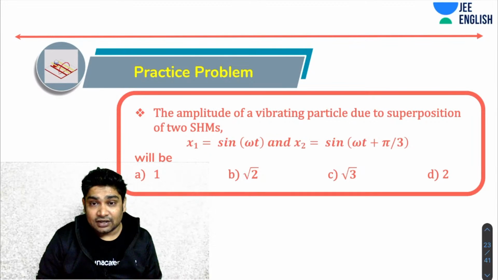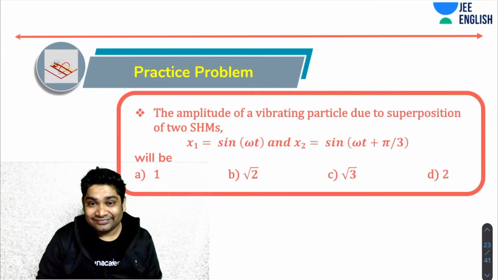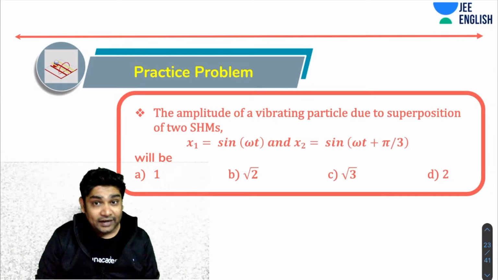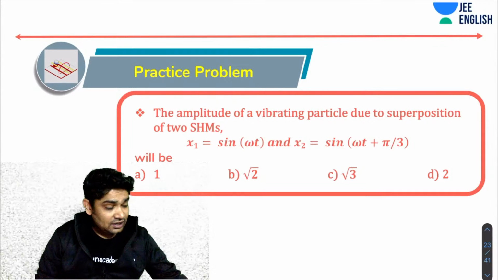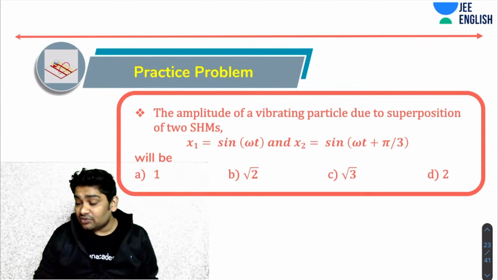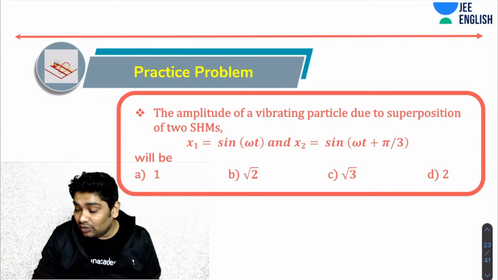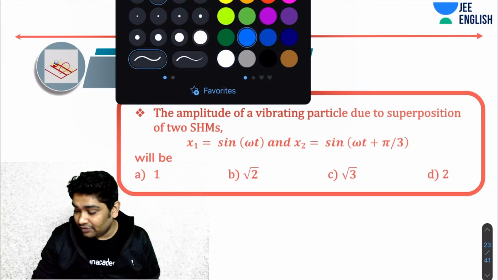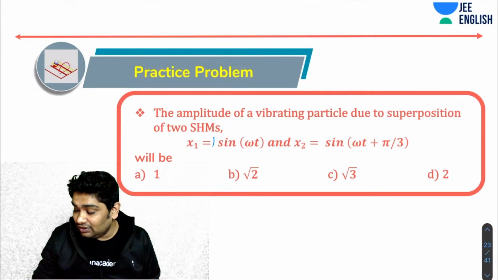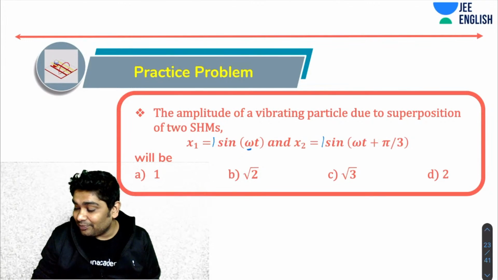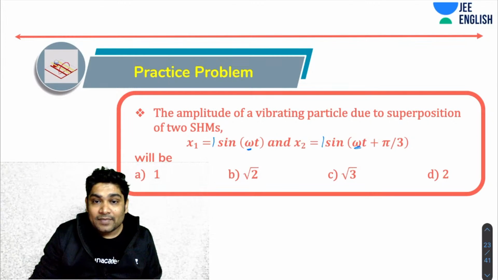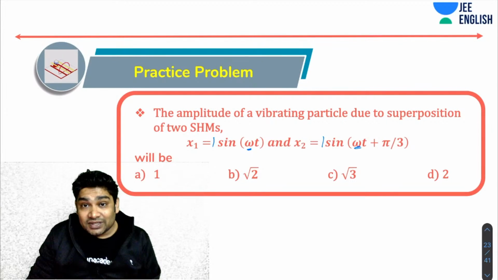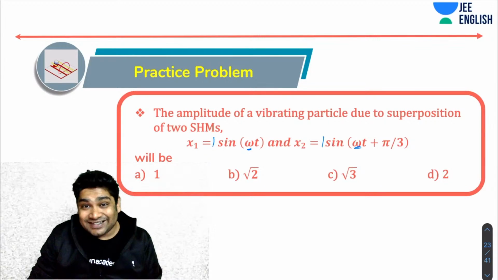Let's see if you can figure this out. Again, what kind of SHM superimposition is this? This is a superimposition of two SHMs with the same amplitude, 1. The amplitudes are 1 and the omegas are the same. Correct? So Shivam says A, and AP says C.